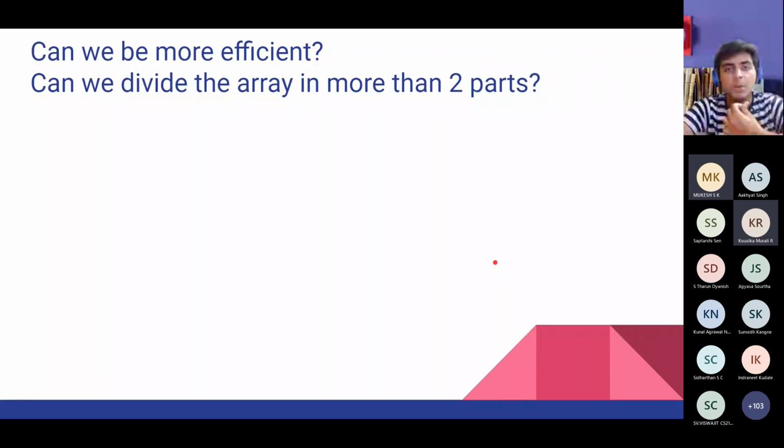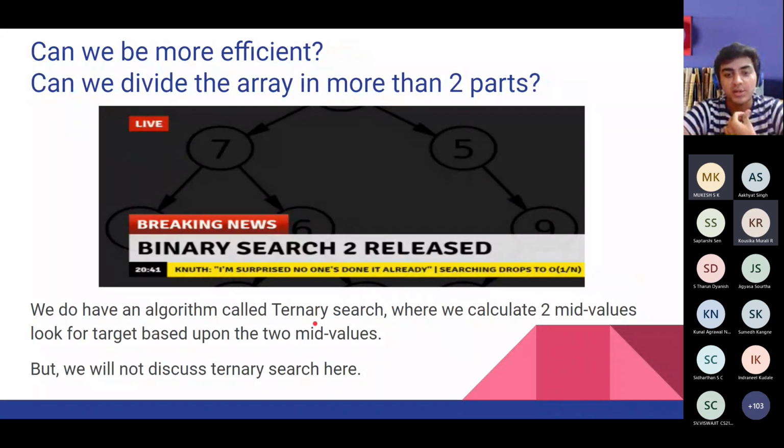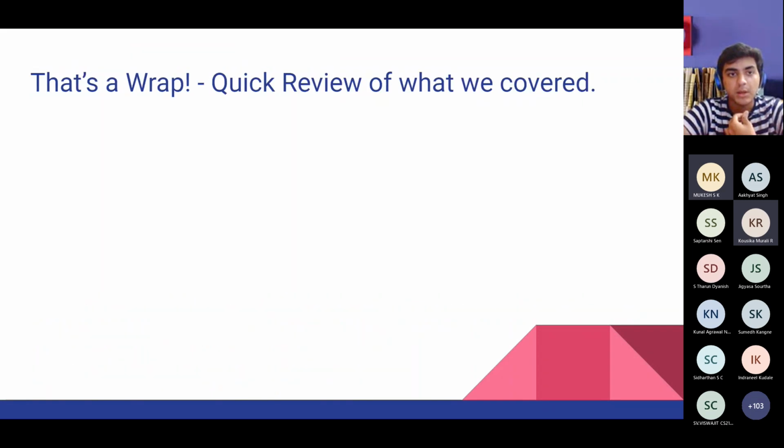So can we be more efficient than binary search? Why can't we divide the array in more than 2 parts? Is there any binary search 2 or something? We do have an algorithm called ternary search, where we calculate 2 mid values and look for the target based upon the 2 mid values. But since we're running out of time and it's not in the scope to discuss ternary search here, we'll just skip it. And that's a wrap of today's session.